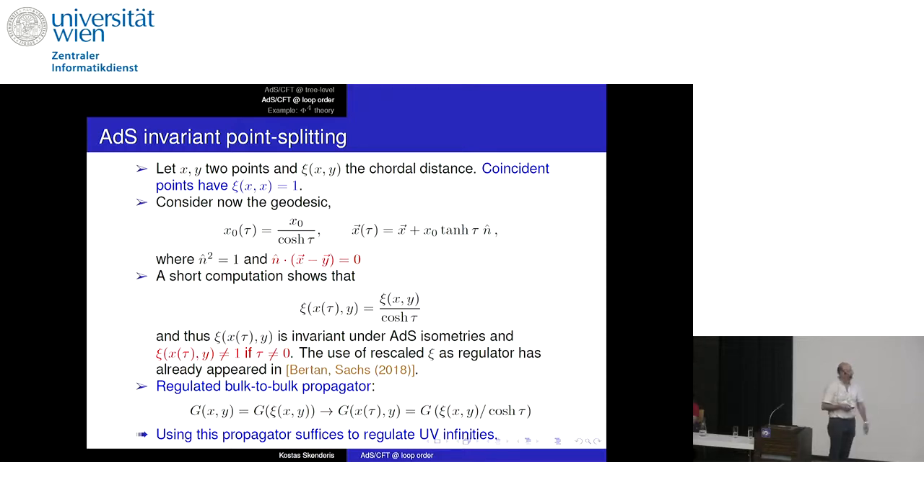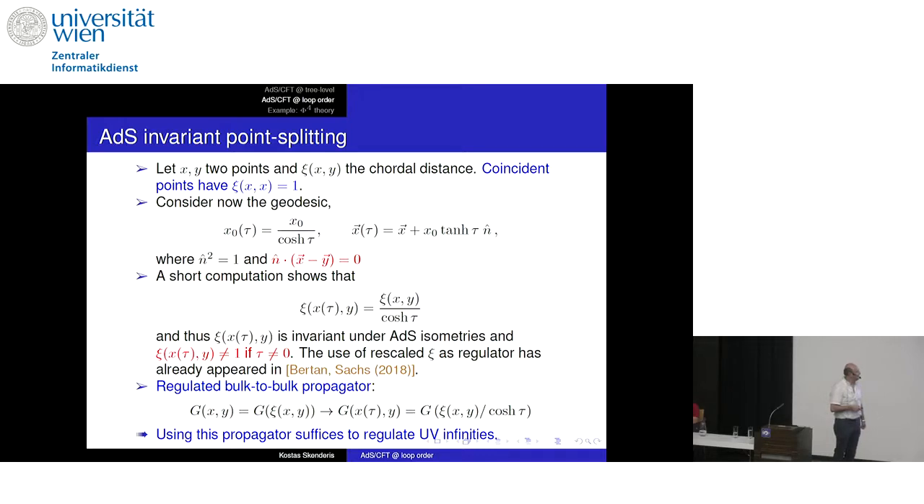So the only thing that happened was that we rescaled this chordal distance by a function that depends on tau. So this means, first of all, that this is automatically an AdS invariant regulator, because everything is going to depend on this psi tau, and this is an AdS invariant distance. And secondly, it regulates all UV infinities, because this quantity here is never equal to 1 if tau is different than 0. And again, this was inspired by this paper.